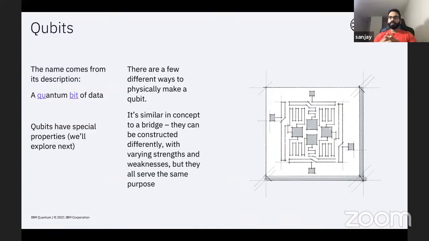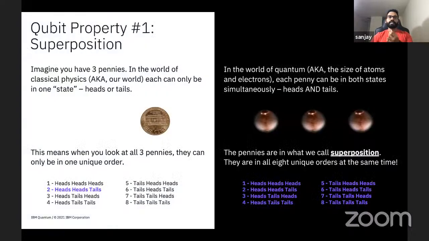There are a few different ways to physically make a qubit, like how we make a bit in classical computers. We have certain different techniques for building quantum bits. It's similar to a bridge, which can be constructed differently with varying strengths and weaknesses, but all serve the same purpose. So let's talk about the first property of the qubit that we'll be looking into.